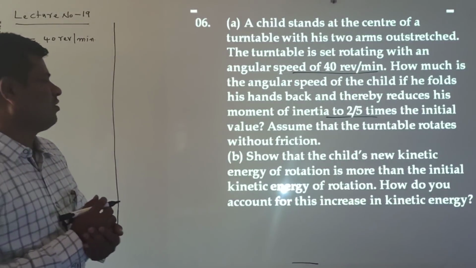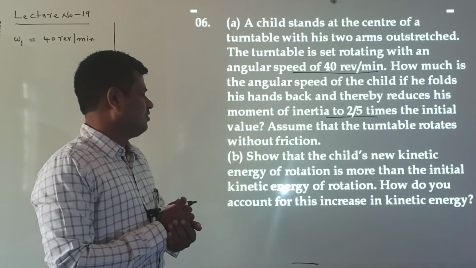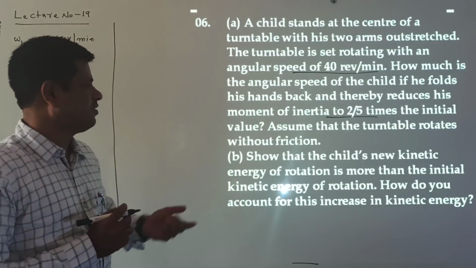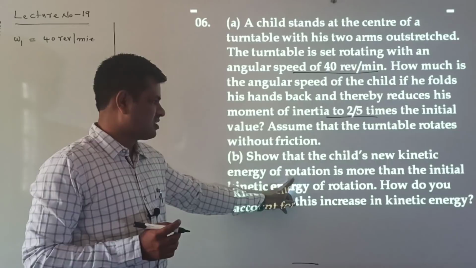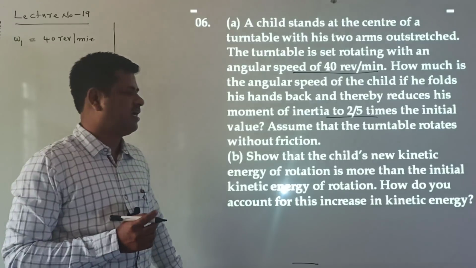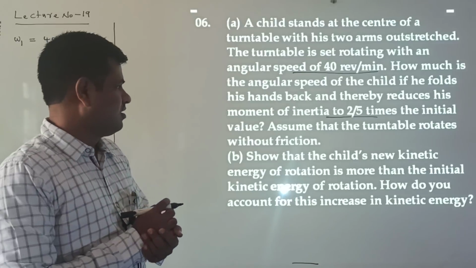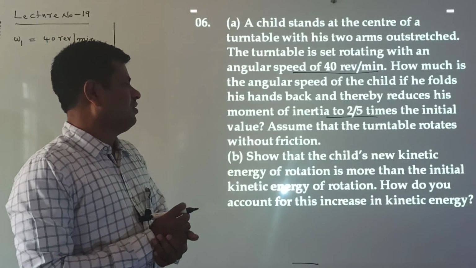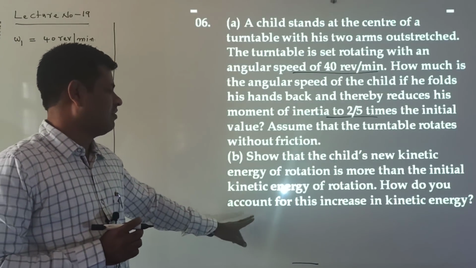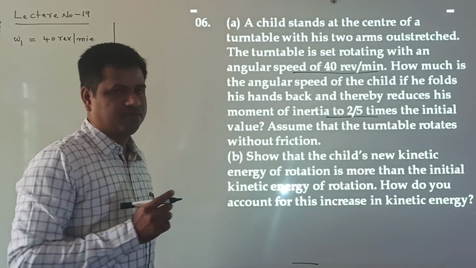Assume the turntable rotates without friction. There is no friction on the turntable. We have to show that the child's new kinetic energy of rotation is more than the initial kinetic energy of rotation. How do you account for this increase in kinetic energy? What is the reason for the increase in kinetic energy? That is also asked in this question.